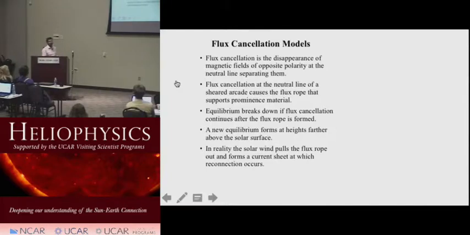I just put this in here quickly. It's not on your slides, but I had a question about the flux cancellation model from earlier. So if anyone had any questions from the earlier talk, now's a good time, and I'll try to address them. This is one that I wanted to highlight. It was about the flux cancellation model itself, and what's exactly happening. The idea with flux cancellation is the disappearance of magnetic field of opposite polarity at the neutral line. That's what's happening. You can read through the details later. The new version of this talk, I'll put up on the web, and so you'll have that.